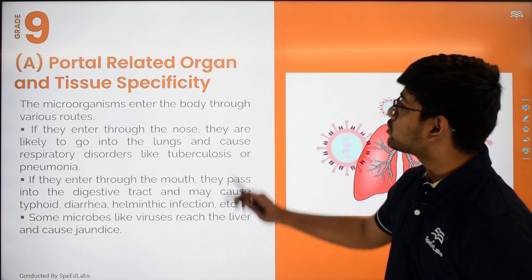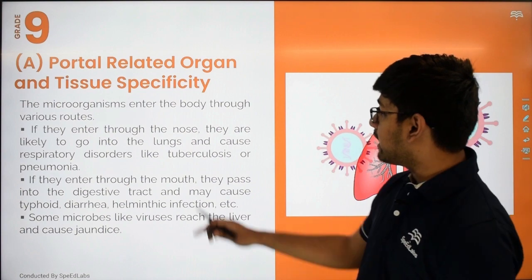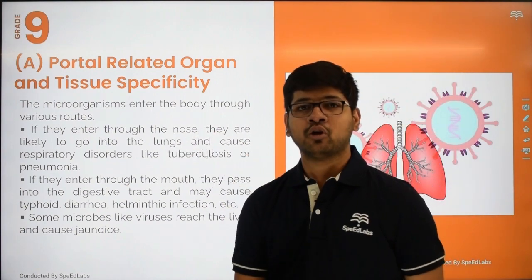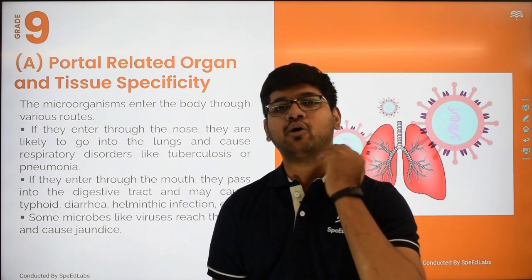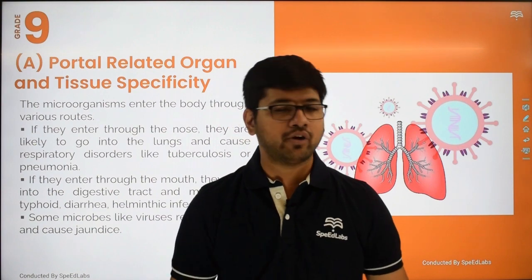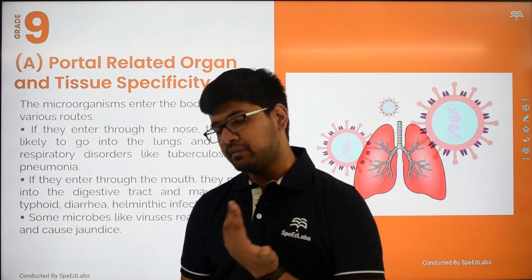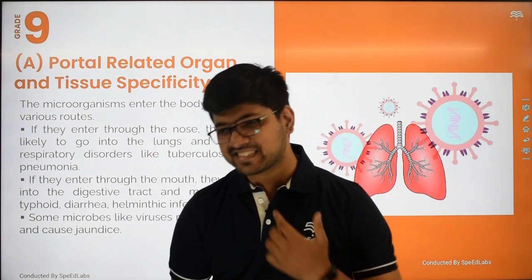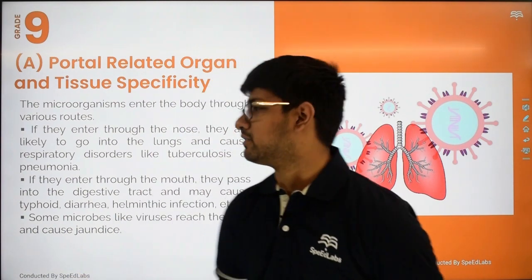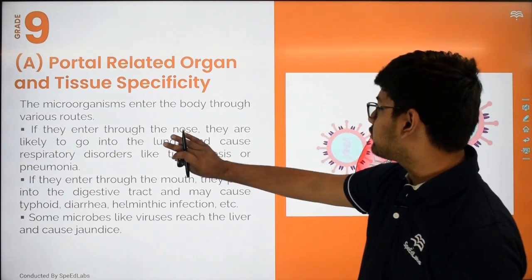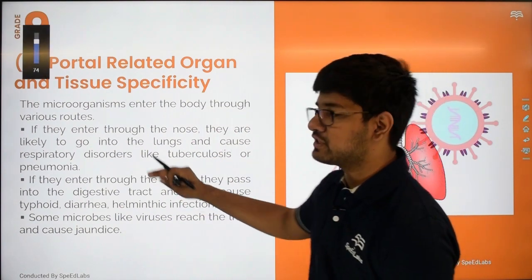So, portal related organs. If we talk about tissue specificity, microbes that enter through various routes, if they enter through the nose, are likely to go into the lungs. There are certain pathways that everybody knows, like if we ingest something, it goes through mouth, esophagus, stomach, intestine, right? That is the general pathway. If we inhale air, it may go from nose to larynx, pharynx, trachea, then alveoli present in the lungs ultimately. So if we inhale anything through the nose, it is likely to go into the lungs and cause respiratory disorders that we talked about, tuberculosis or pneumonia.